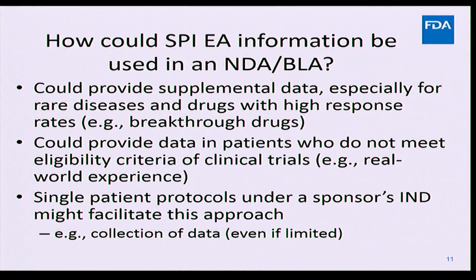So how could single patient expanded access information be useful in an NDA or BLA? For rare diseases, for example, or rare mutations with drugs with high response rates where you can interpret that single patient use, you could potentially get information from these single patient requests. Maybe getting data from patients who do not meet all eligibility criteria gives you some real world experience. Single patient protocols under a sponsor's IND might facilitate this approach. Again, you may not be getting all the data you would get in a clinical trial. However, you can at least get scans and demographic information.